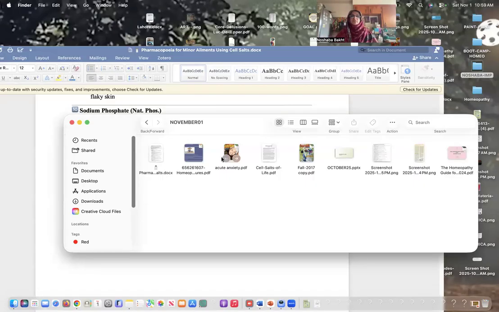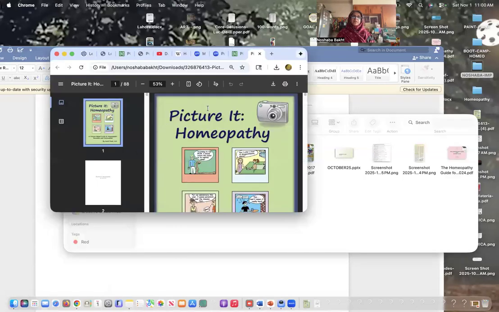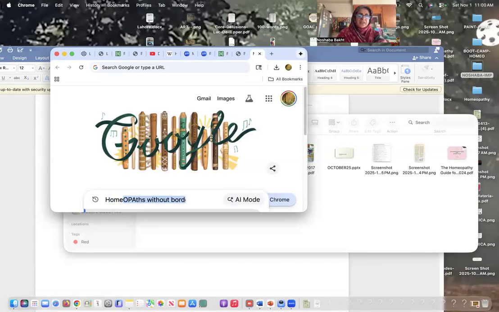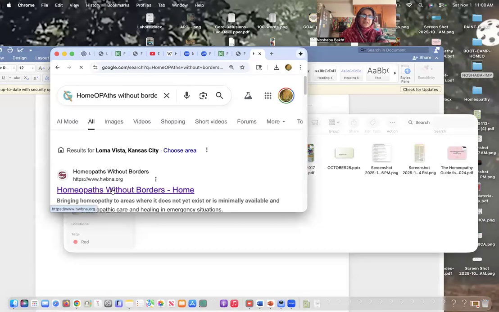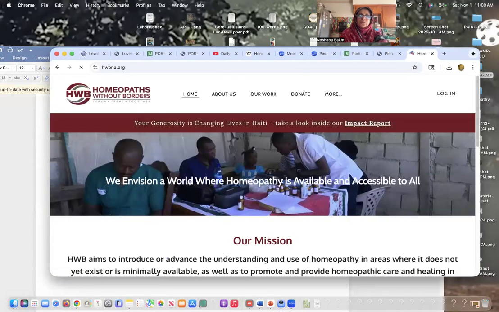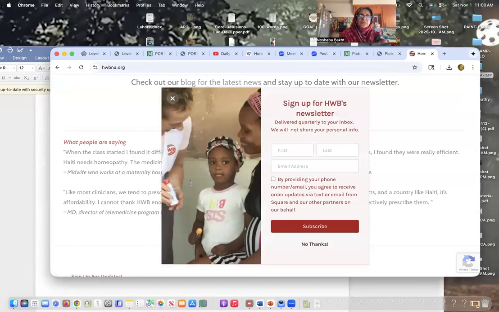These are extremely useful remedies. And if you have heard about this organization which is called Homeopaths Without Borders, have you heard about it? They went to Haiti also in 2010 and they helped people. This is the website for Homeopaths Without Borders.